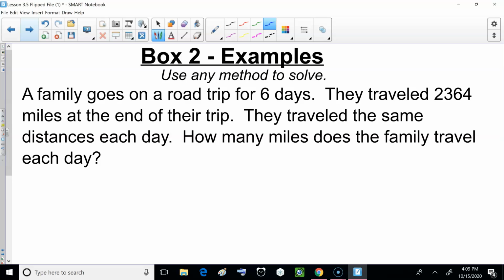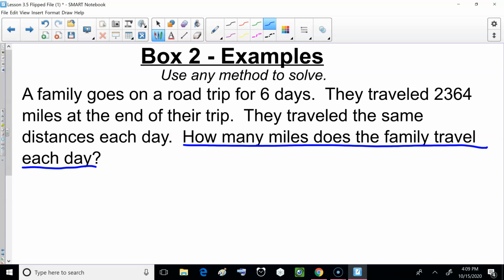So let's see, a family goes on a road trip for 6 days. I'm picturing each day of a trip. They traveled this many, 2,364 miles, at the end of the trip, so they get all those miles over all those days. They travel the same distance each day, so there's a chunk, a chunk, a chunk. So I can see how this is a division problem. My question says, how many miles does the family travel each day? So I've read it first to understand the words, and then I pictured what it looks like, and now I'm going to solve it.